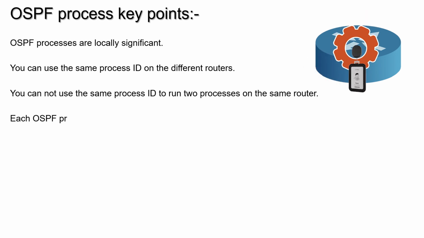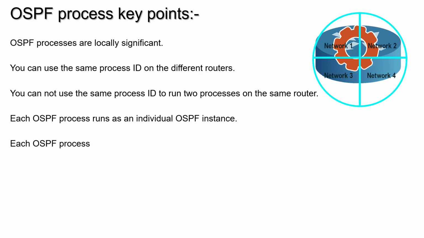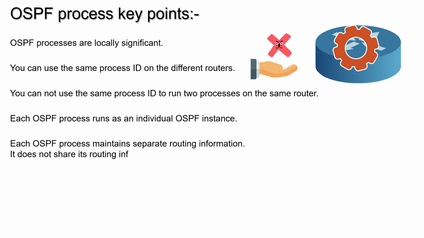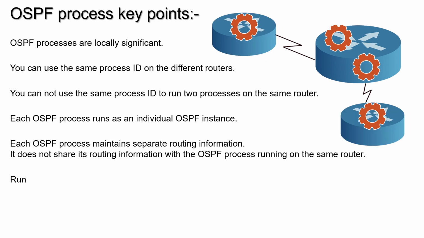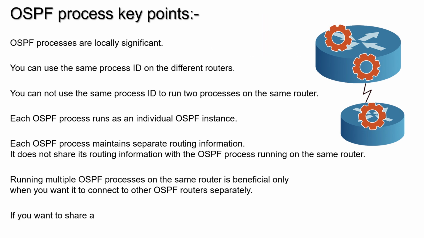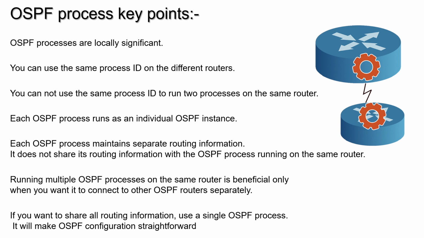Each OSPF process runs as an individual OSPF instance. Each OSPF process maintains separate routing information. It does not share its routing information with the OSPF process running on the same router. Running multiple OSPF processes on the same router is beneficial only when you want it to connect to other OSPF routers separately. If you want to share all routing information, use a single OSPF process. It will make OSPF configuration straightforward.